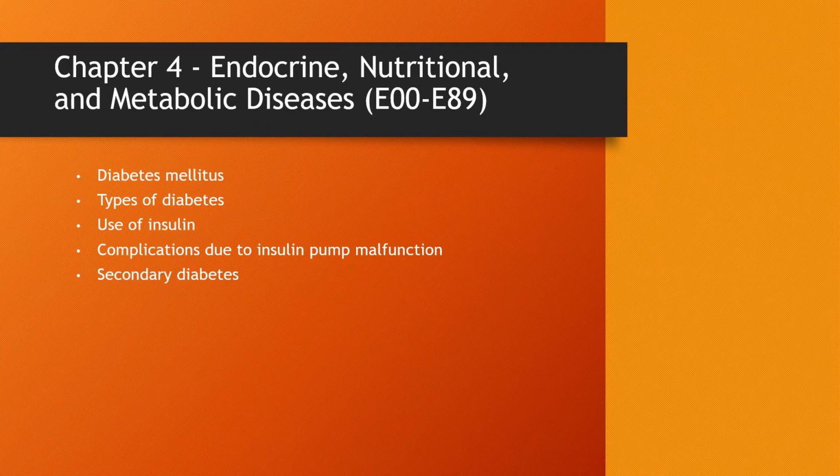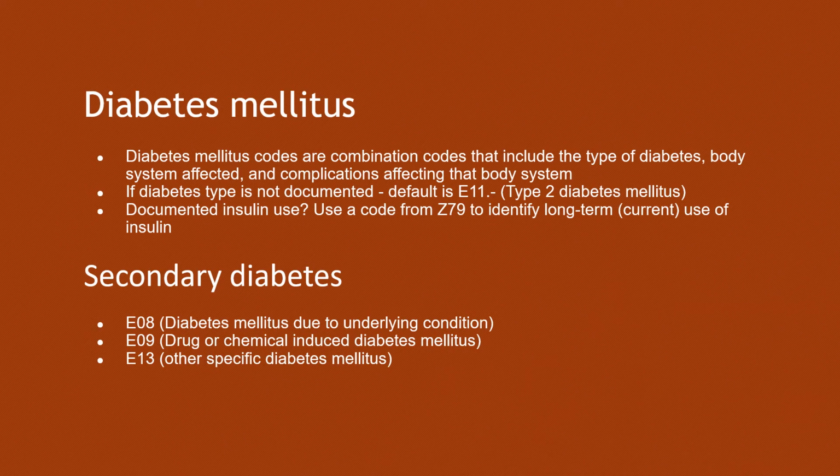Chapter 4. Endocrine, Nutritional, and Metabolic Diseases. Codes from this section will begin with E00 through E89. Majority of the codes in this chapter deal with diabetes. Diabetes mellitus can be a very complicated condition. There are many combination codes in this chapter that include the type of diabetes, the body system affected, and the complications affecting that body system.